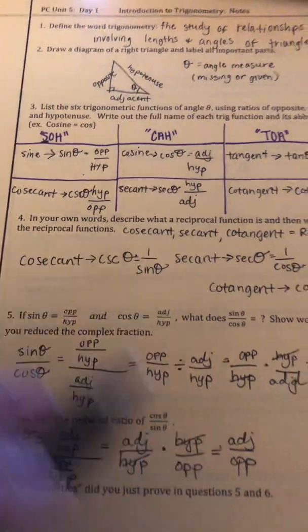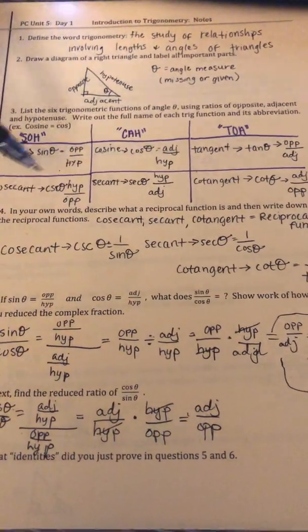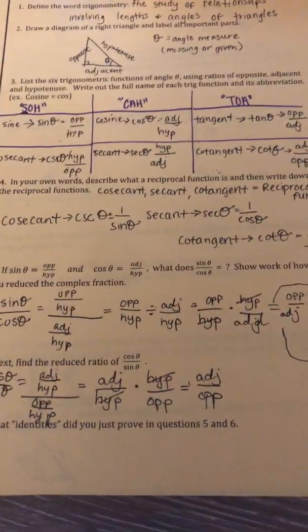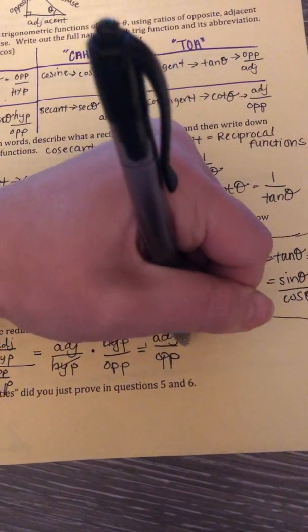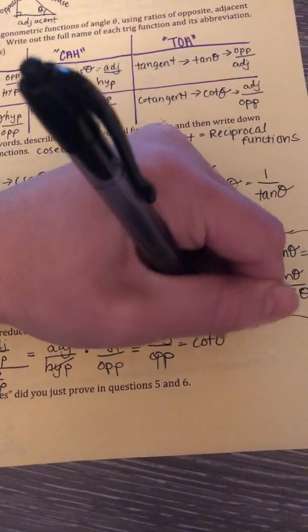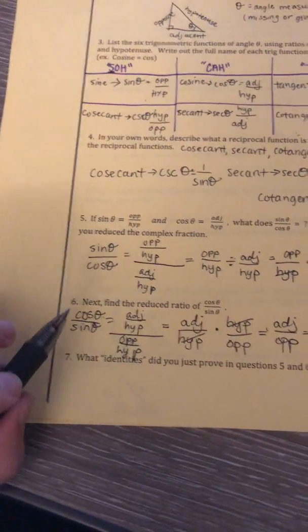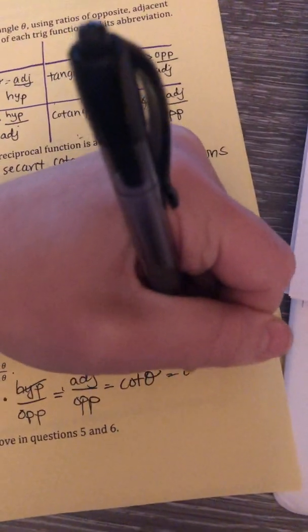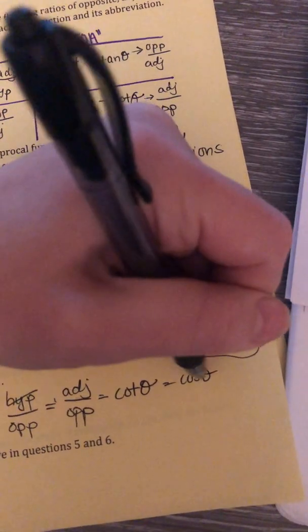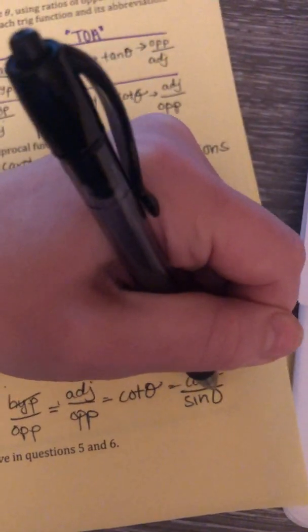Which one is also adjacent over opposite? Cotangent. So cotangent is equal to cosine of an angle over sine. Okay, this is us simplifying.